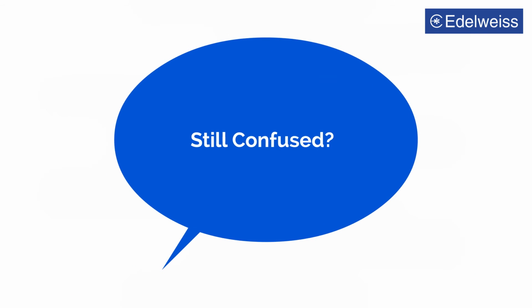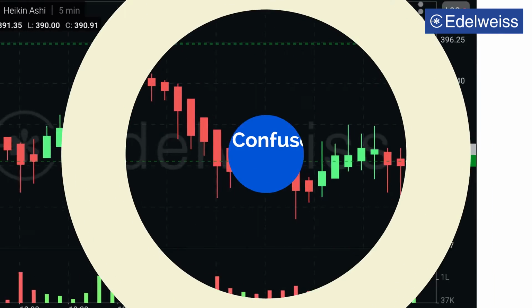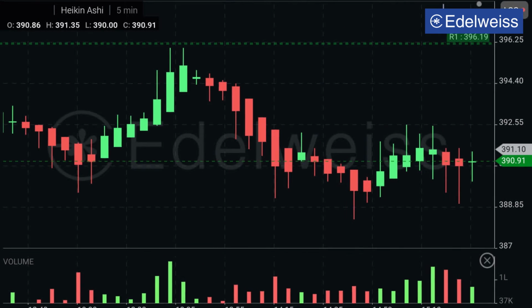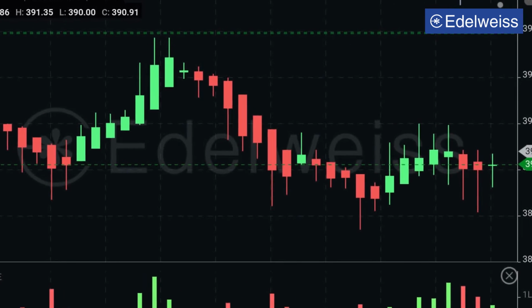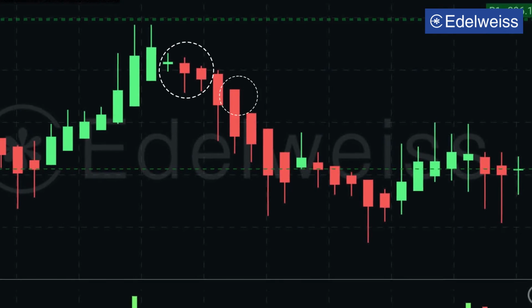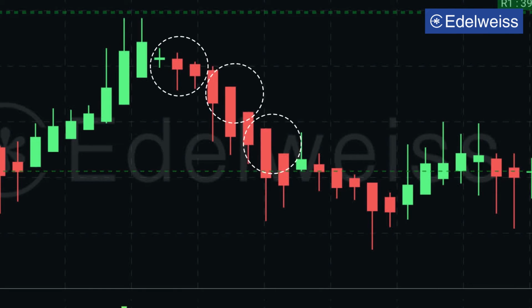Still confused? Let's take one more example. Here, the change in an upward trend is indicated by a small candle body with large upper and lower shadows, post which the stock has moved downwards.